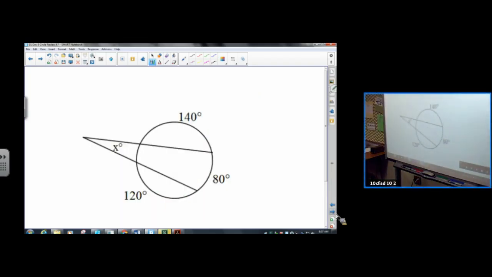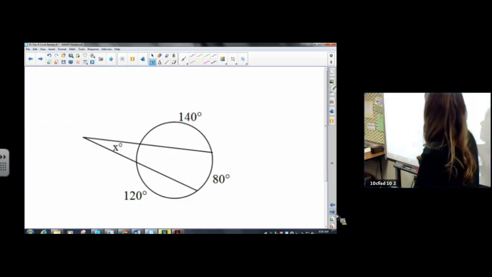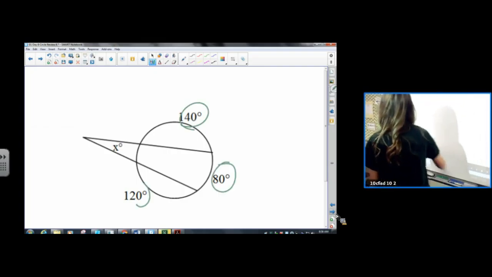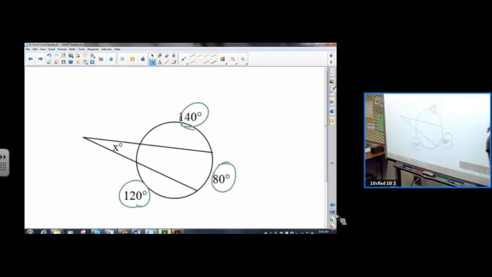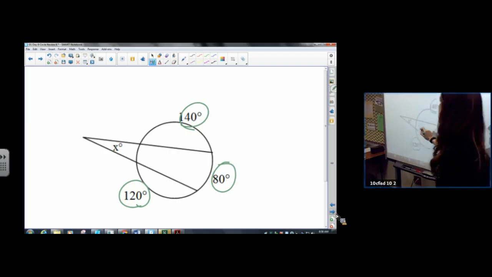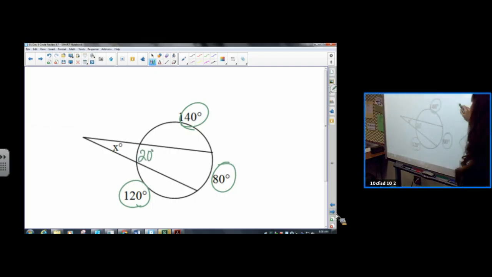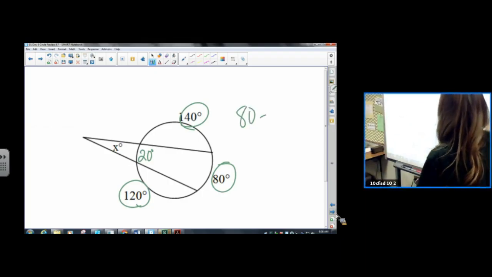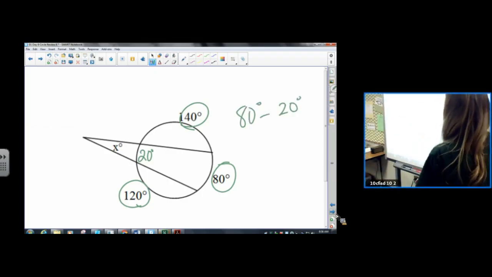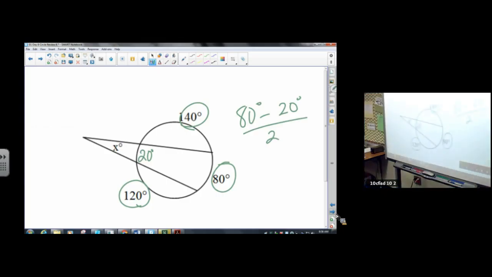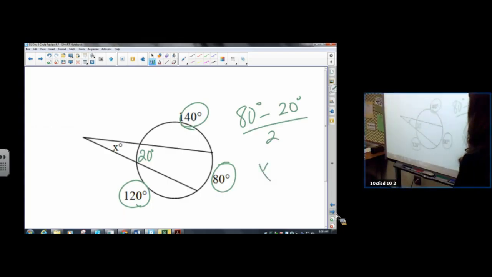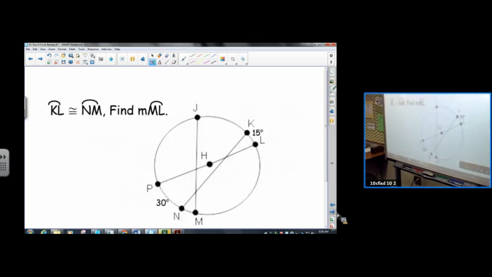One more where the angle's outside. Nice. Very good. So you add up the arcs that you have, and you find the missing arc, which is 20. You add them up, you subtract from 360. And then you subtract that angle's intersected arcs and divide by 2. 60 divided by 2, the answer was 30. What else do we have in store?